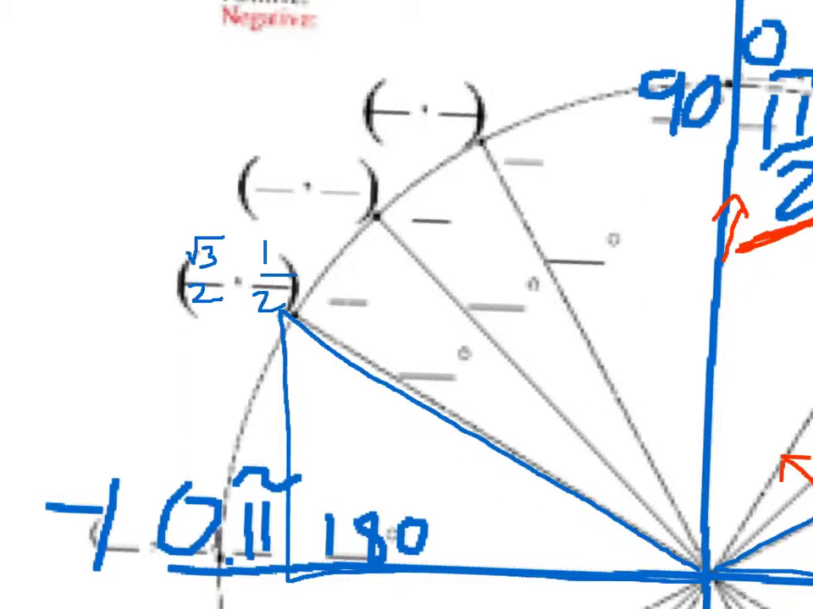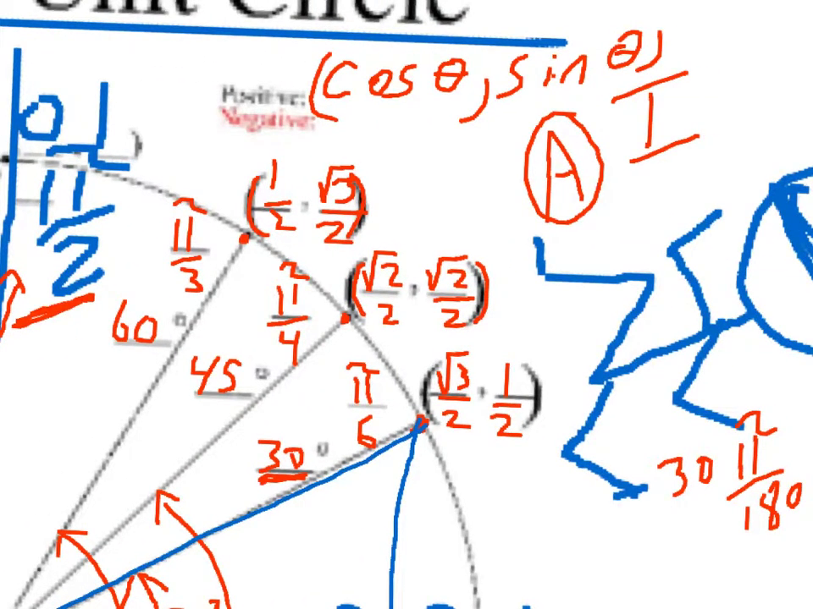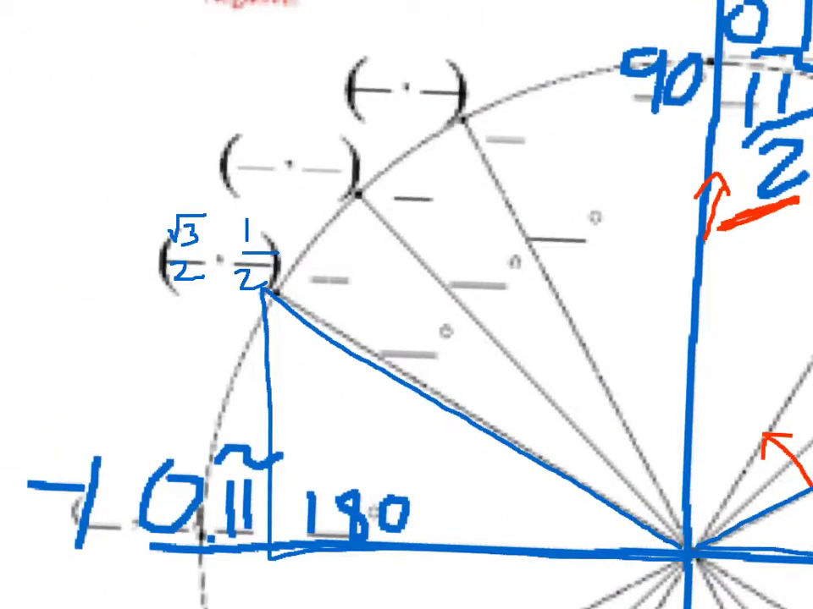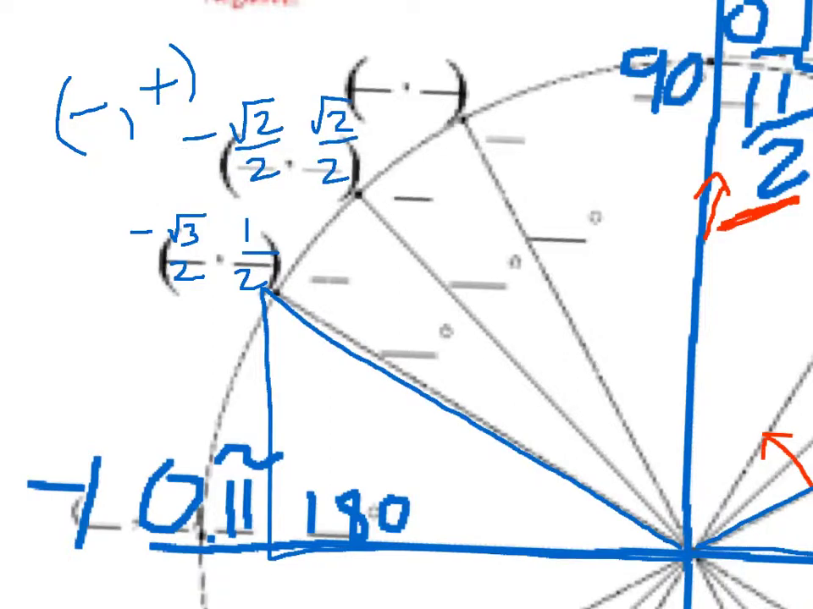The only difference is over on this side, this was a positive quadrant. But on this side over here, cosine is negative and sine is positive, or x numbers are negative and y numbers are positive. So that's negative square root of 3 over 2. This one, square root of 2 over 2, square root of 2 over 2. First one's negative. And this one, 1/2, square root of 3 over 2. First one's negative. And you'll see that this is 30 degrees from 180.